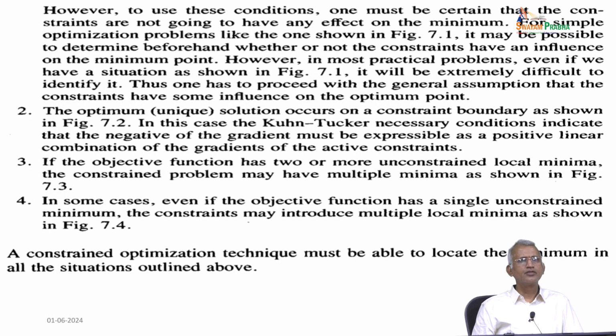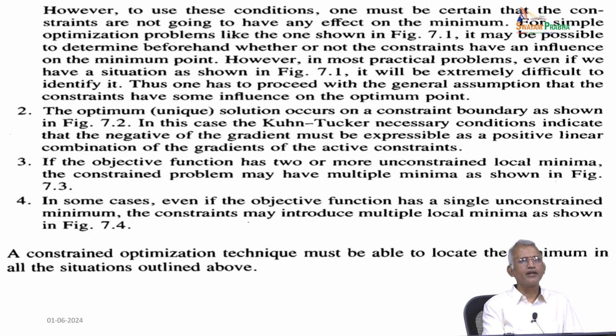Now, this condition is used. However, to use the condition, one must be certain that the constraints are not going to have any effect on the minimum. For a simple optimization problem like the one shown in the figure, it may be possible to determine beforehand whether or not the constraint has an influence on the minimum point. However, in most practical problems, even if you have a situation as shown in the figure, it will be extremely difficult to identify. Thus, one has to proceed with the general assumption that the constraint has some influence on the optimum point.